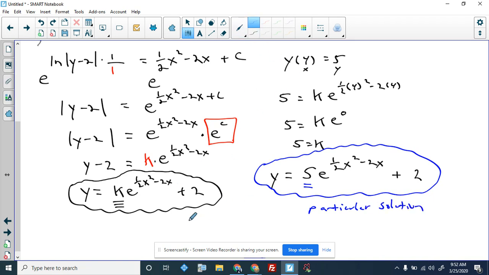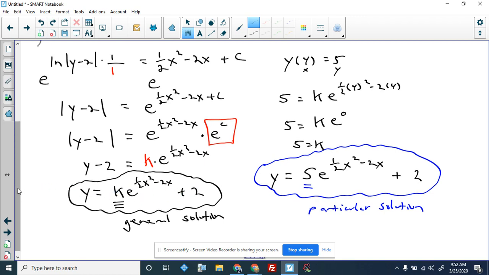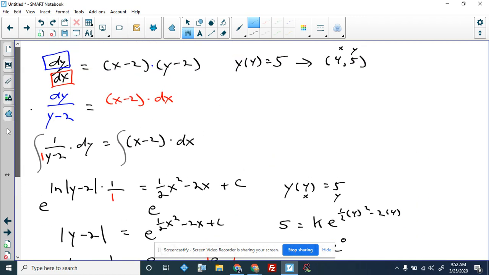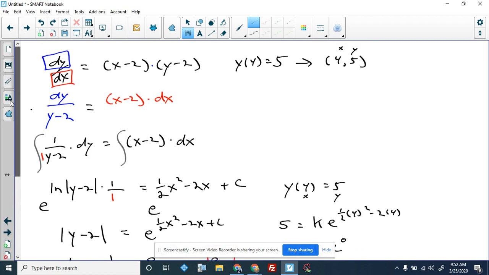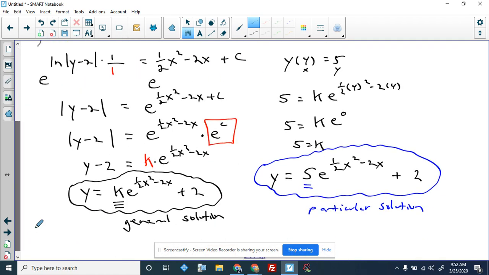Whereas this guy over here was your general solution to the differential equation. So this is a family of functions differing by a constant that are going to satisfy that initial differential equation, right? This is a specific function that satisfies not only this differential equation, but also this initial value. So in other words, the point (0, 45) would be on the graph of this right here. All right? Not so bad.